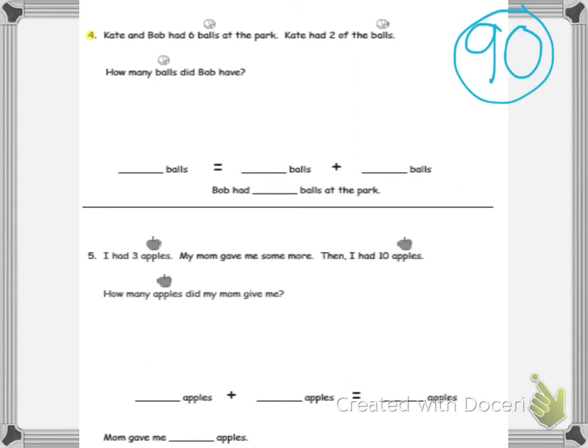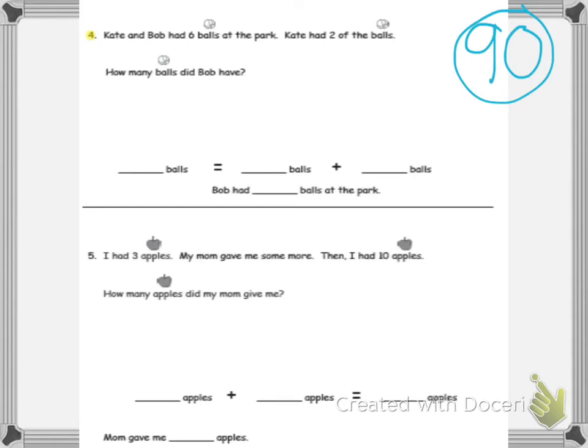So now looking at this, it says Kate and Bob had 6 balls at the park. Kate had 2 of the balls. How many balls did Bob have? Remember, I'm going to read it until I completely understand it. Kate and Bob had 6 balls at the park. Kate had 2 of the balls. How many balls did Bob have? Ooh, so I'm picturing Kate and Bob having 6 balls at the park. Picturing Kate holding 2 of those balls. And then I have to figure out how many balls Bob has. I'm going to read it one more time to completely understand it.